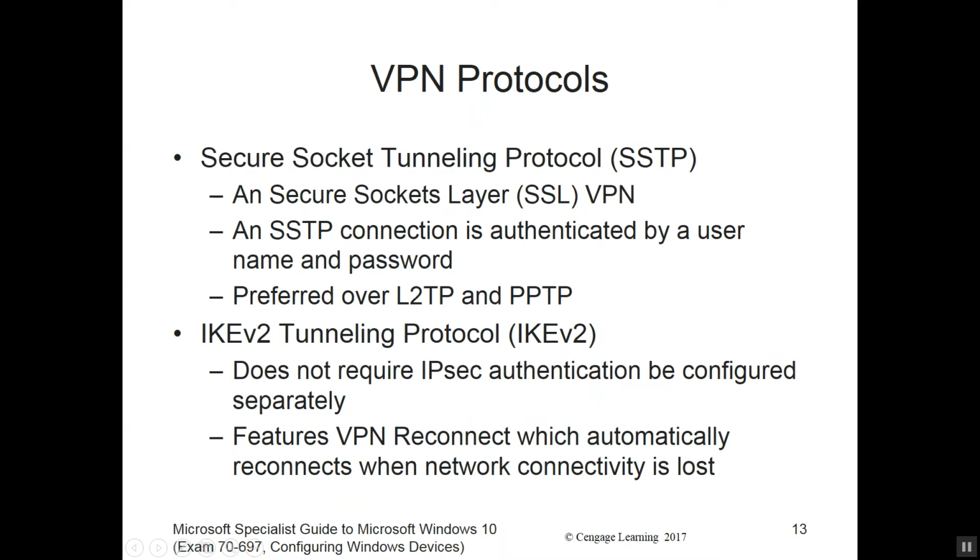Now, we've also got SSTP or Secure Socket Tunneling Protocol. And we use Secure Sockets Layer, SSL VPN. An SSTP connection is authenticated by a username and password. It's preferred over L2TP, as well as if we're sure it's going to be over PPTP, since that's the lowest level security. Now we've also got the IKEv2 tunneling protocol.